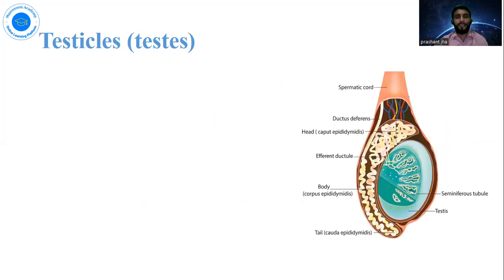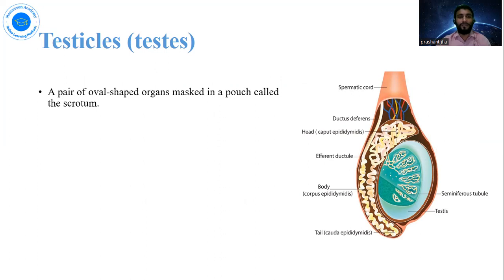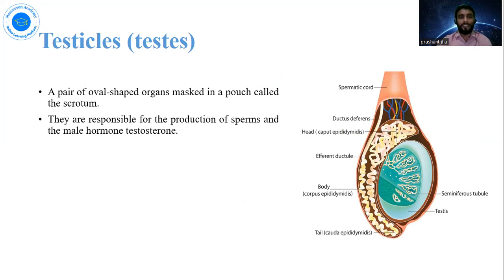The second component is the testicle or testis. A pair of oval-shaped organs housed in a pouch called the scrotum. They are responsible for the production of sperm and male hormones called testosterone. Testes are present outside the body in a pouch called the scrotum.